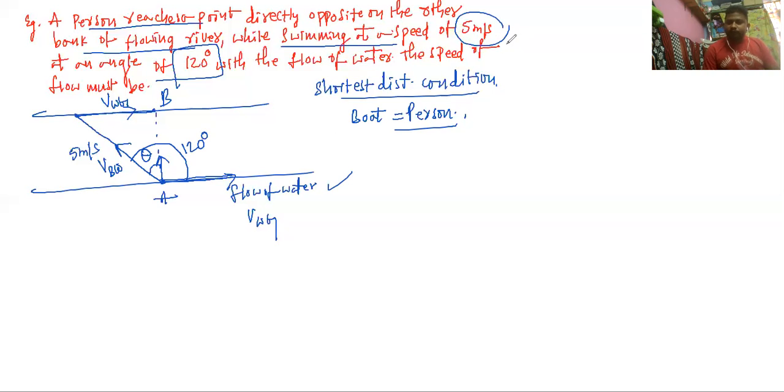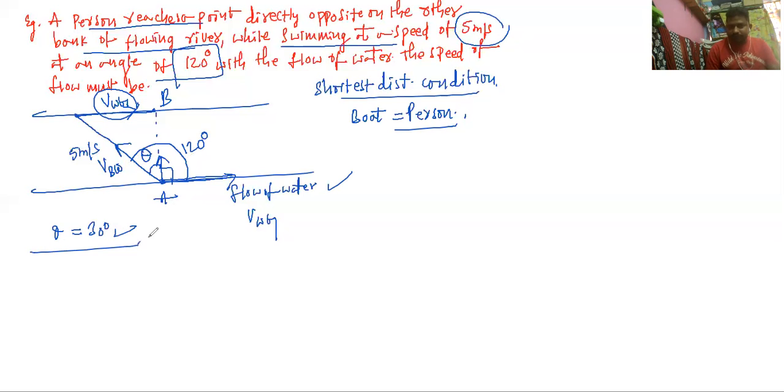And the speed of the flow, they are asking. Speed of the flow is the question they are asking. So simple, my dear students. If the total angle is 120 and this is 90, what is this theta? So this theta must be 30 degrees.